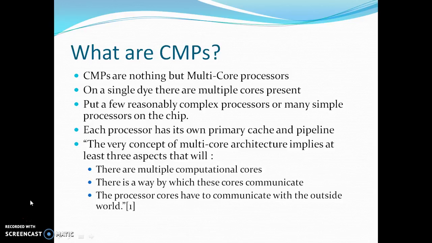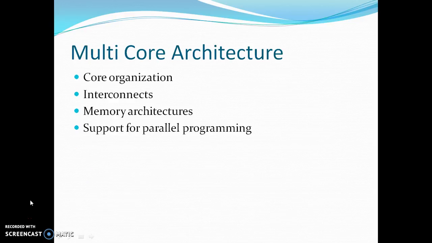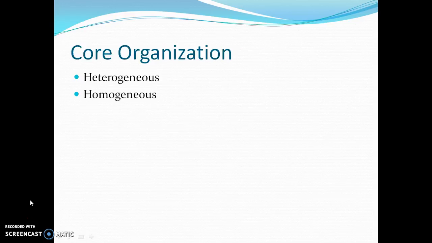Now, we'll see the basic parts of CMP architecture. The CMP architecture is divided into 4 parts: core organization, interconnects, memory architectures, and support for parallel programming. First we will see core organization. Core organization has 2 major parts: heterogeneous cores and homogeneous cores.